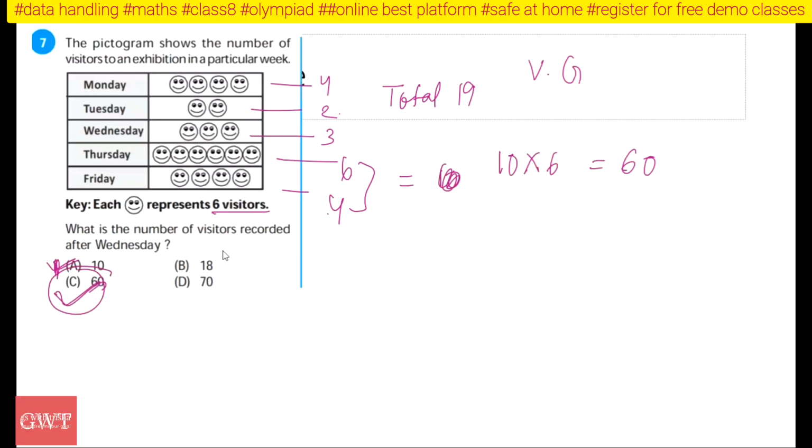Okay, so it's my fault that I directly wrote 10, because each visitor symbol represents 6. So 10 into 6 is equal to 60. Good.